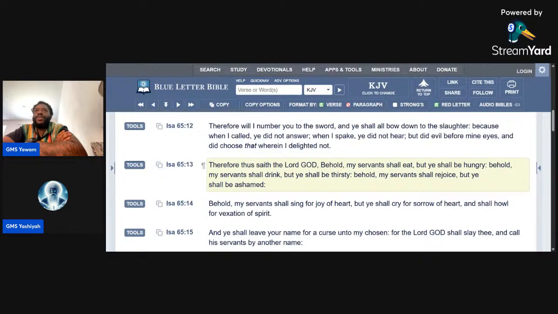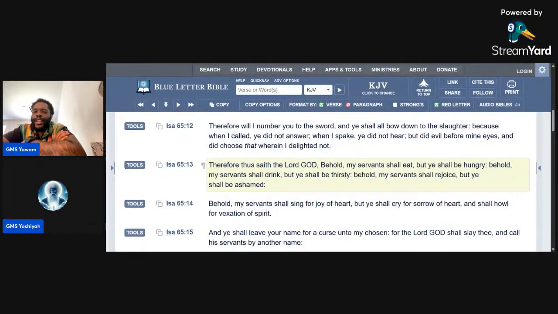We got different examples. I believe it was Daniel in the lions' den, and I believe Habakkuk delivered the food to him, and he didn't know how to get to Babylon, so the Lord had an angel take him and teleport him there, and he was able to deliver the food. So this is a statement of faith.